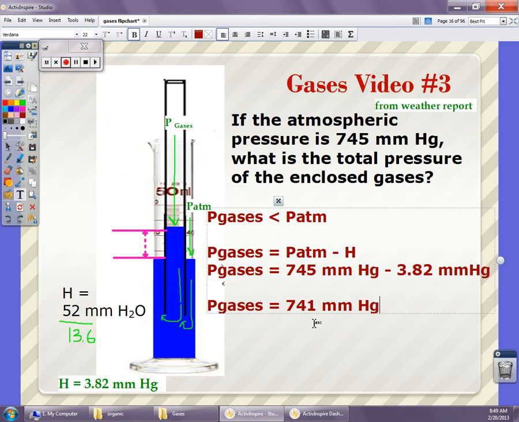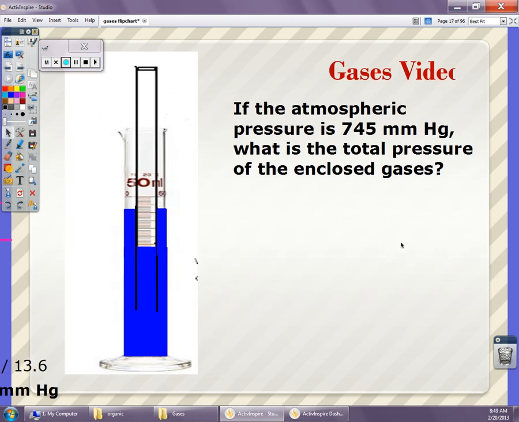Okay, let's try this in a different way. In this case, the gases were higher up. But what happens if this water level is down low? We're going to use the same basic question. If the atmospheric pressure is 745 millimeters of mercury, remember this has to be found every day based on that day's air pressure, what is the total pressure of the enclosed gases?